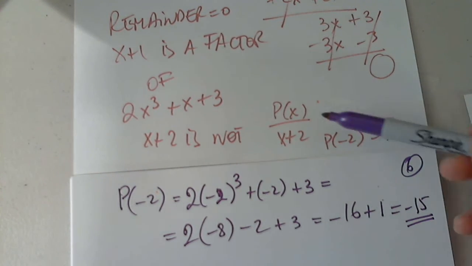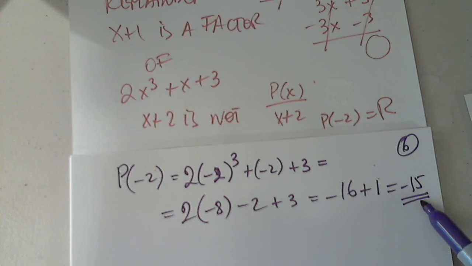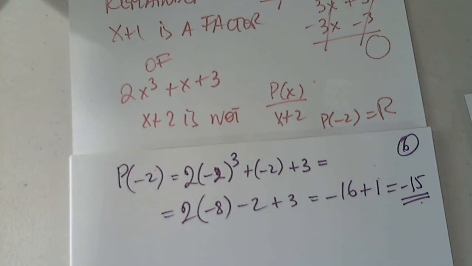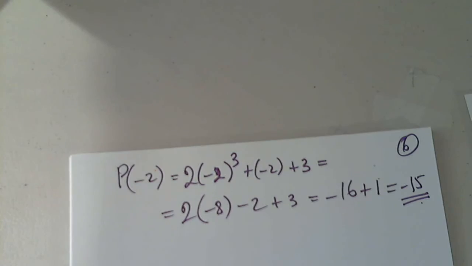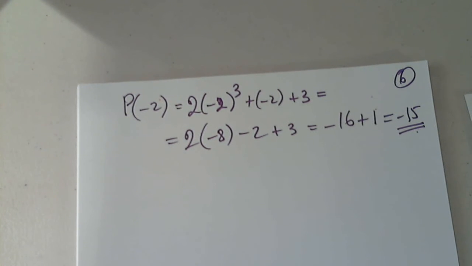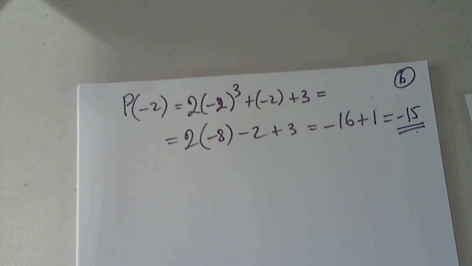So the remainder of this division, if we were to divide by x plus 2, would have been negative 15. So therefore, x plus 2 is not a factor of the top. I turned the mistake in our favor. But no, it was an error, a typo, I'm sorry. Very good questions. Anything else? Anything else? Number 8. Very good.